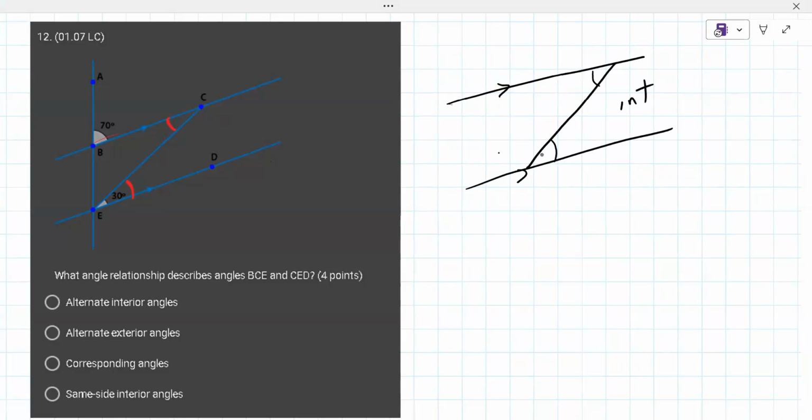They're definitely interior, okay, but they're not on the same side. Alternate interior angles, there you go. And that's because they alternate, they flip over to alternate sides. One's on the left side of it, one's on the right side of it.